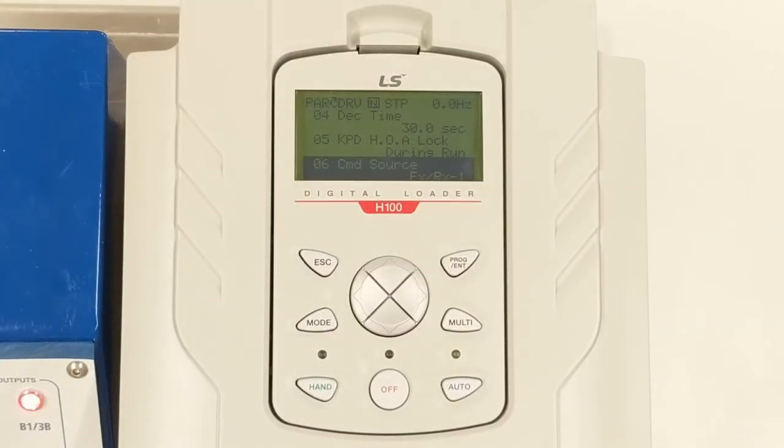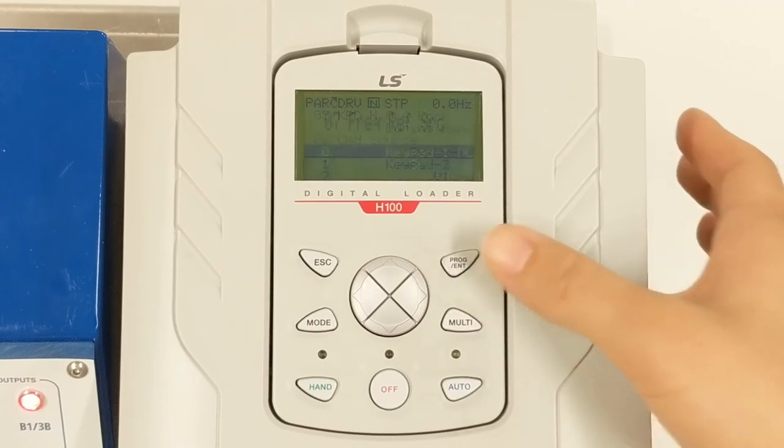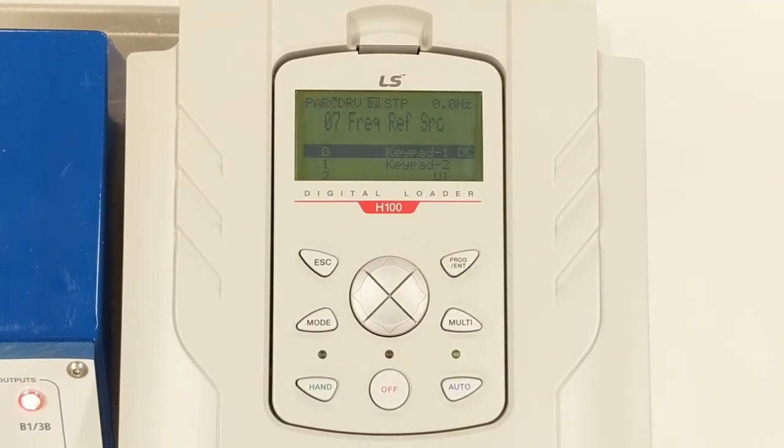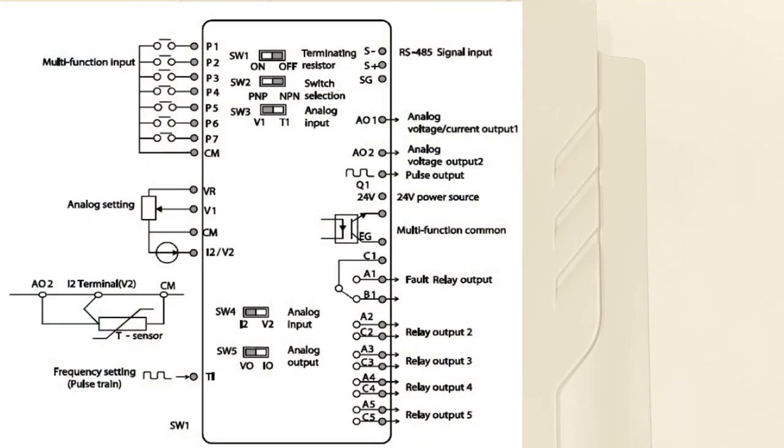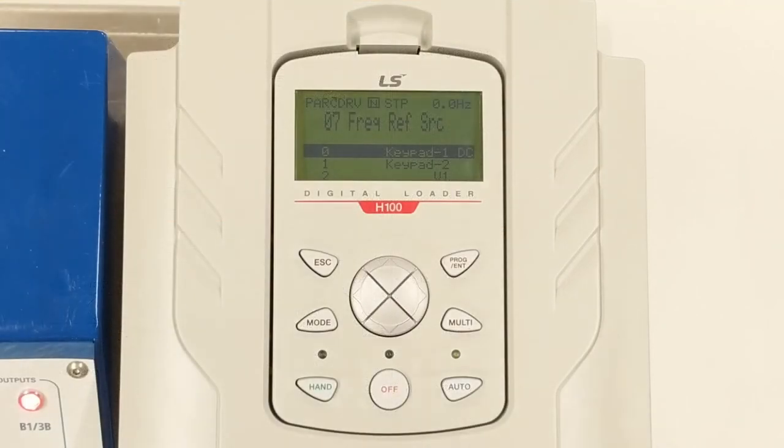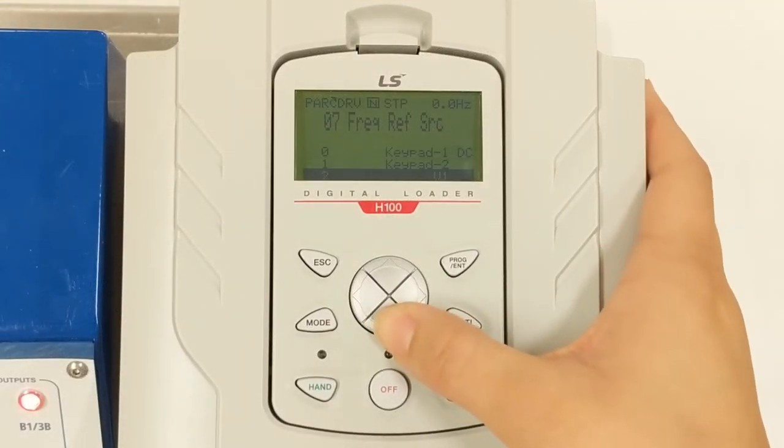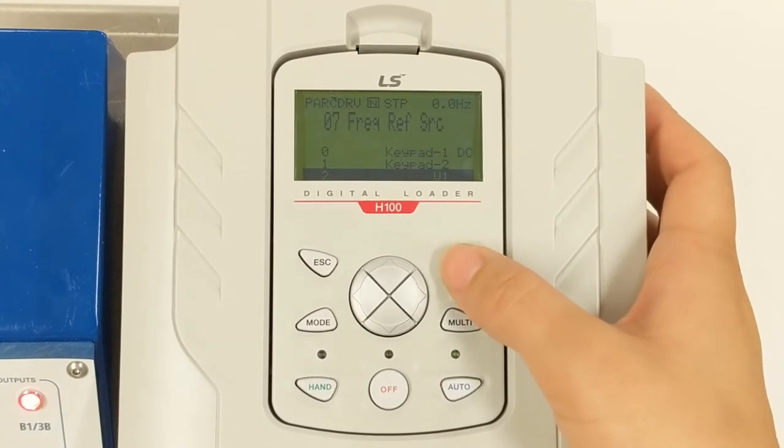Press your down arrow once more to display parameter 7. This is your frequency reference source. Press your program enter key to begin making a change. We mentioned that we need to control our speed from a 0 to 10 voltage source. On the H100 drive, that would be wired up to terminal V1. So press your down arrow to select V1. And press the program enter key to make the change.